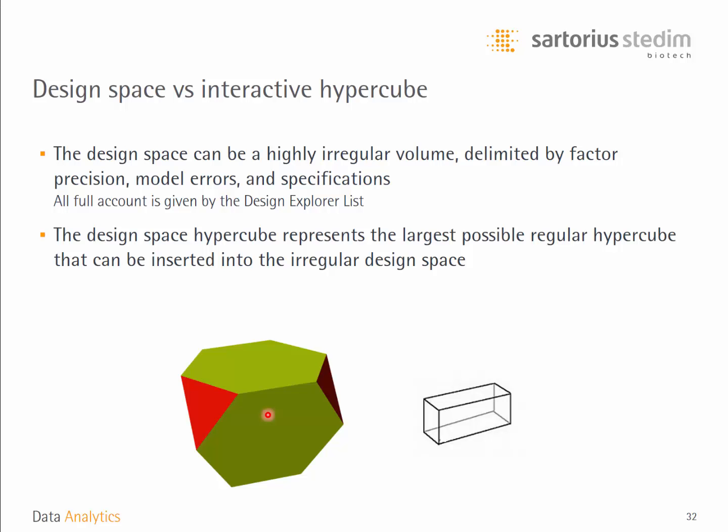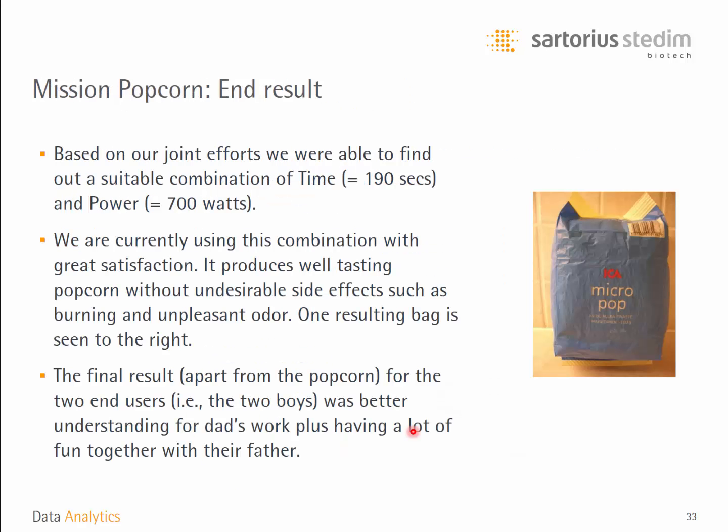And you can always have a full account using something called a Design Explorer list. And here we have the design space hypercube, which represents the largest possible geometrical structure that you can insert into the irregular design space. More about these tools and how they are used in quality by design and robust optimization will be discussed in the next webinar in this series, part 2, which has the subtitle Robust Optimization.